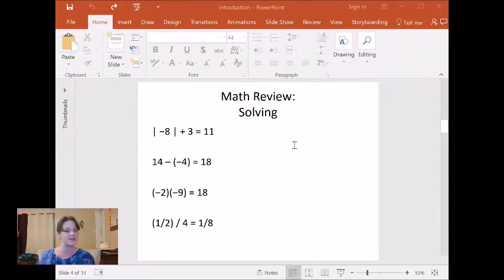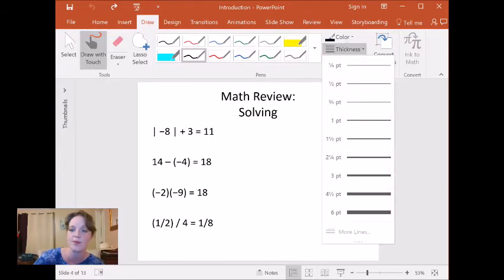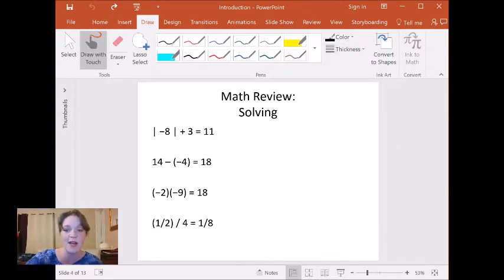So moving on to slide 4. Here we have the first equation, which is absolute value, right? And how would I solve this equation? I already have the answer for you, but let me show you how I would solve this equation and walk you through it. The 8 becomes, because it's an absolute value, a positive 8, right? And then I'm adding 3, and 8 plus 3 is 11, right? That's the idea.